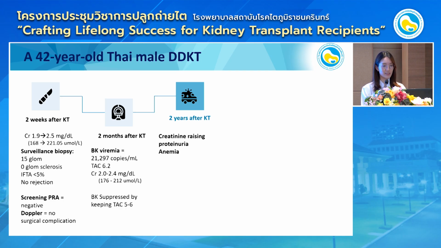2 months after transplant, he developed BK viremia, but it was easily controlled after we decreased the dose of tacrolimus. The BK was suppressed, keeping the tacrolimus level at 5 to 6, which in this period is considered a little bit early to decrease to low-dose tacrolimus. His renal function was stable, with creatinine about 2.0, until 2 years after transplant.